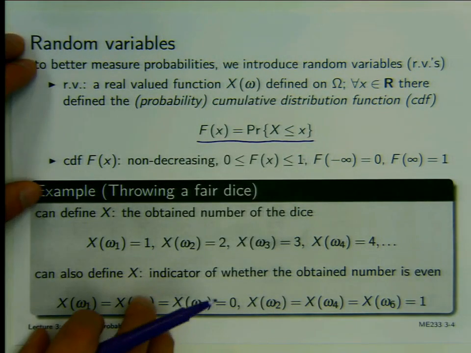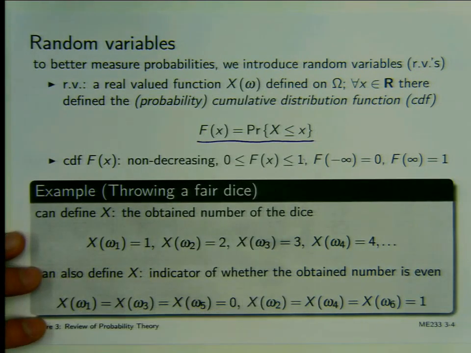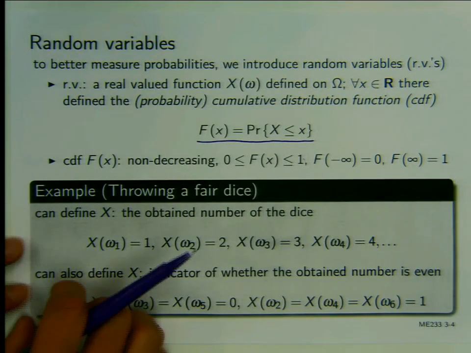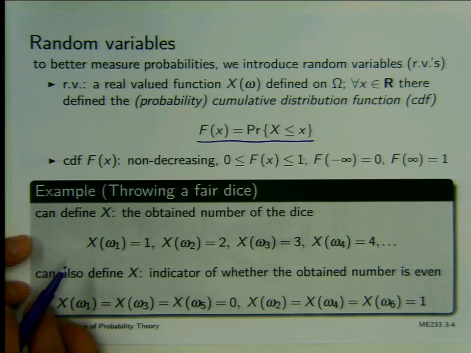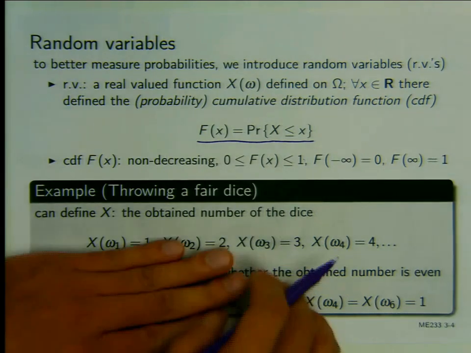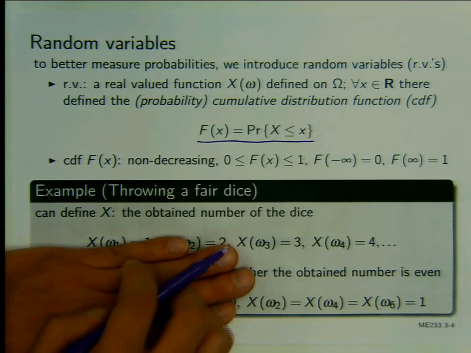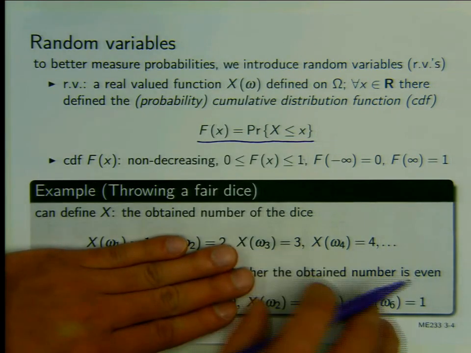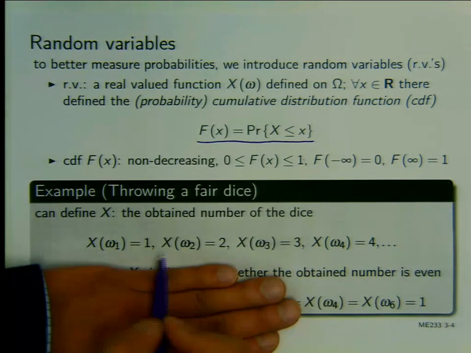This definition of random variable actually contains a rich field of results that are going to be very, very useful. So the first one is this. When we throw a fair dice, I can very easily, this is the most intuitive one, define the random variable as this.